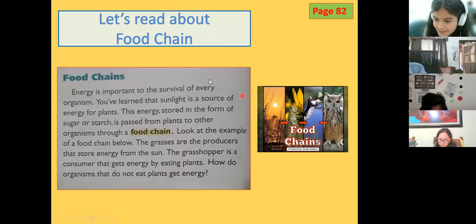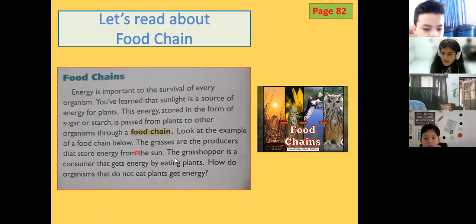We have it on page number 82. If you have it, you can open your book. Let's read the definition of food chain on page 82. Valerie, help me to read what is the meaning of food chain.